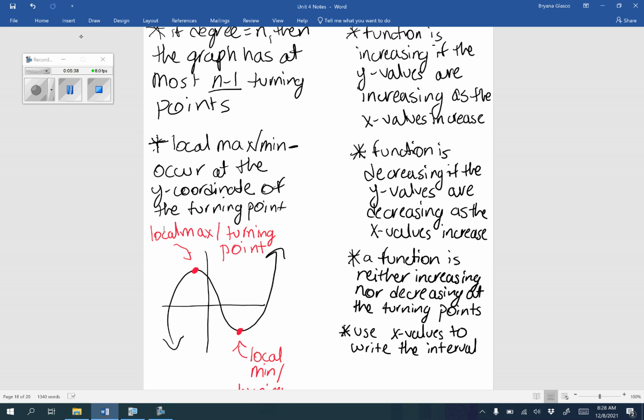Okay, make sure you watch the next part. There, we're going to be talking about how to use the graphing calculator to find the turning points, which are your local max and mins, and then how to find the x-intercepts.